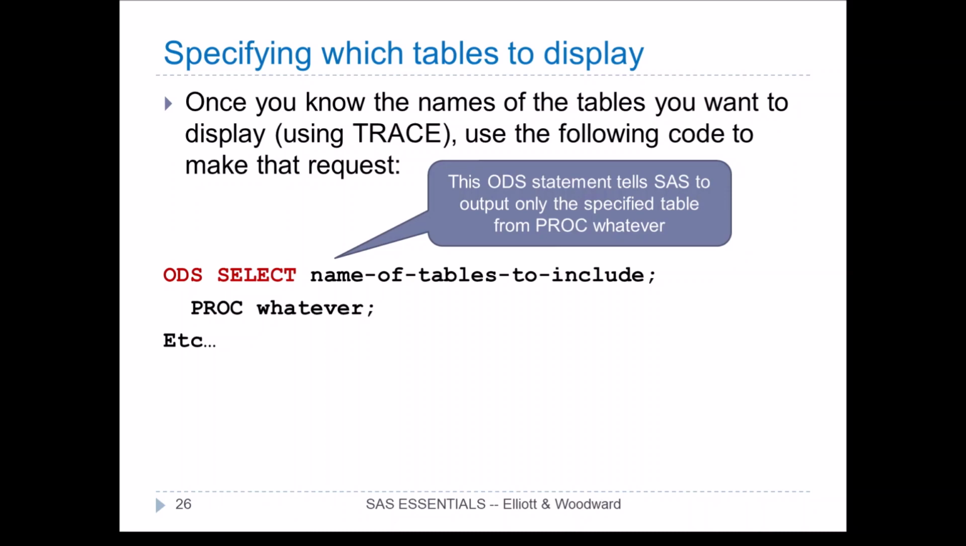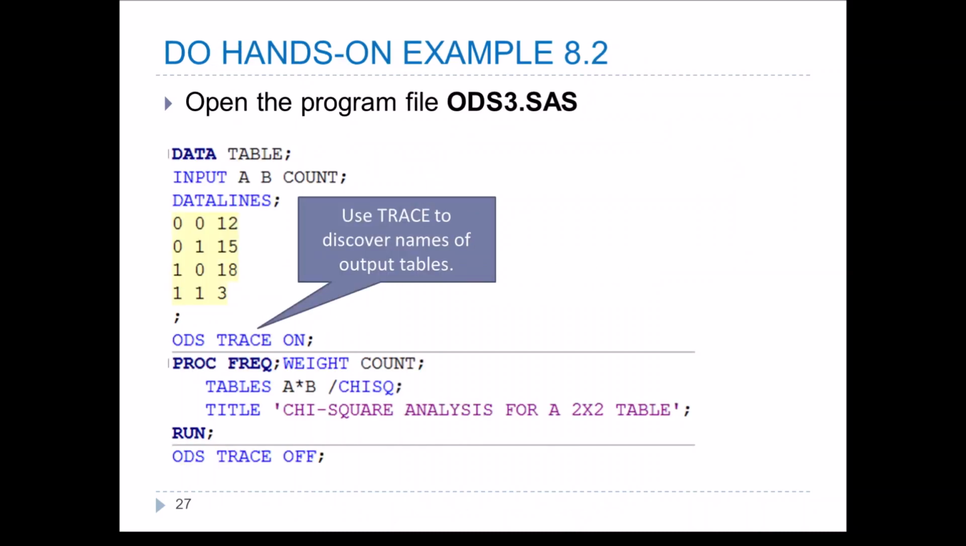And so then we can use that information in an ODS select statement. This is a second run of the same proc. And this time we say ODS select, name the tables we want to output, and then proc whatever we did previously. So this is what it looks like. Open up the file called ods3.sas.